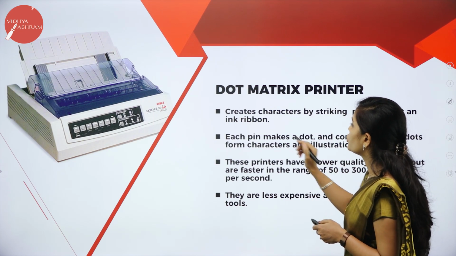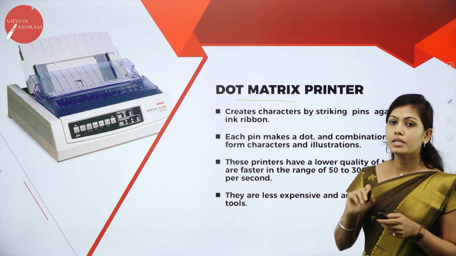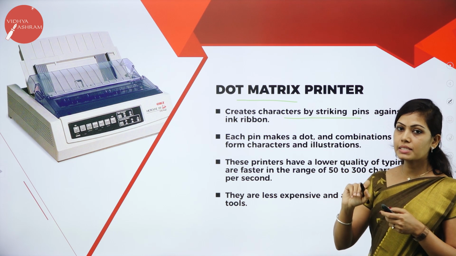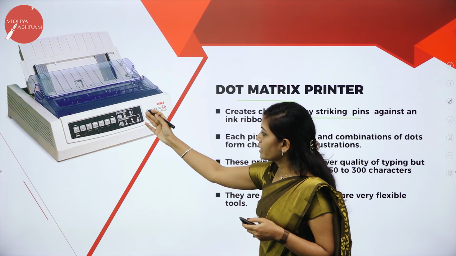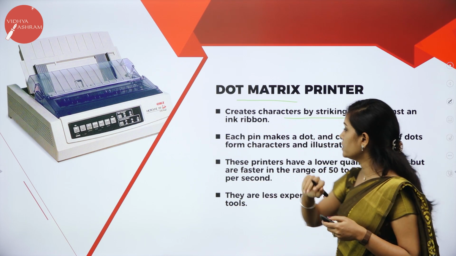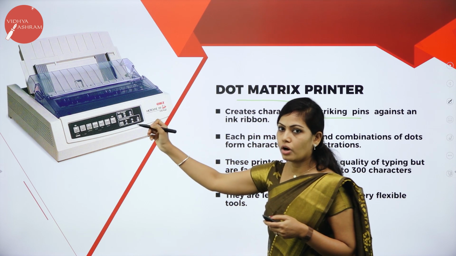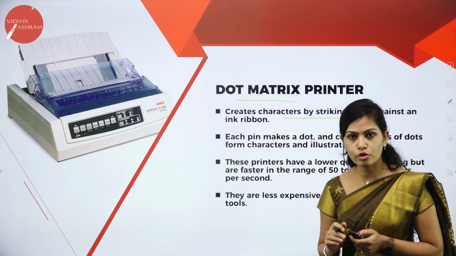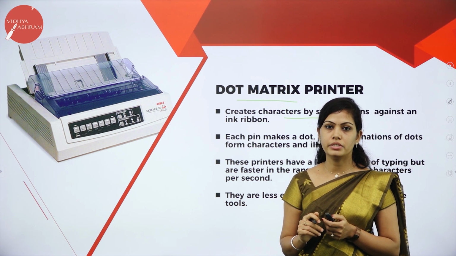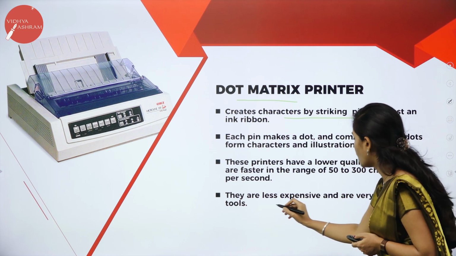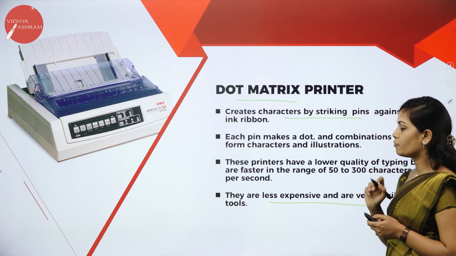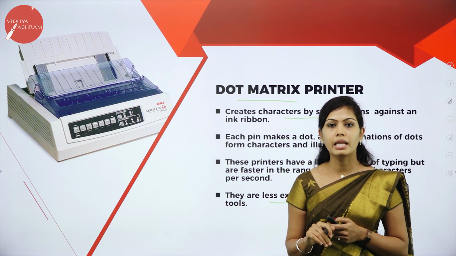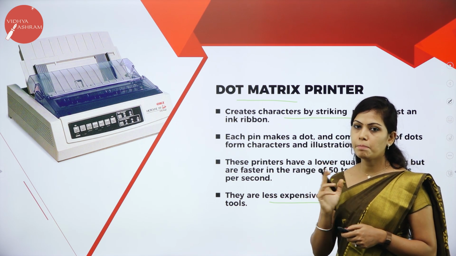Next we have the dot matrix printer. Dot matrix printers create characters by striking pins against an ink ribbon. You can see the image of a dot matrix printer. Each pin makes a dot while printing. These printers also produce low quality print, but they are fast. Dot matrix printers are less expensive and are very flexible tools. They are less expensive compared to line printers. So these are impact printers.